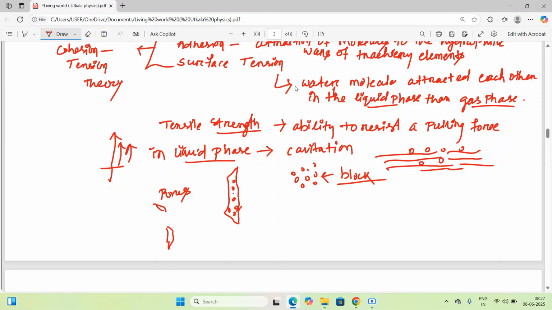Okay, the pores and the end walls, end wall like this. These are the end walls and the pores. These are blocking the cavitation so that the water can move freely in the xylem. Okay, cavitation is what? The gas bubbles in the liquid phase that can block in the winter or drought stress conditions.